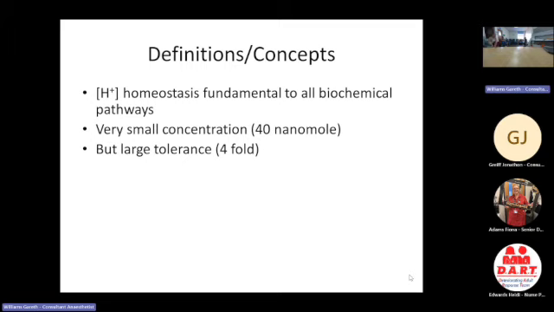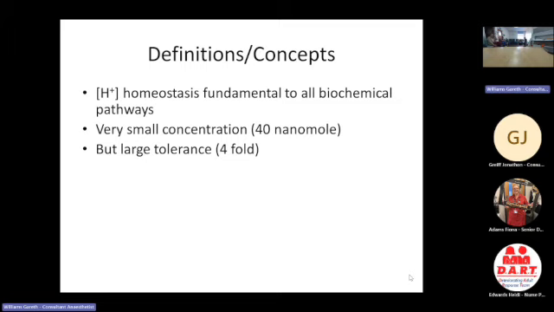What's staggering about hydrogen ion concentration is the scale we're at. We're used to talking about millimoles of sodium, potassium, maybe micromoles of creatinine, but here we're dealing in nanomoles. Millimoles is 10 to the -3. This is 10 to the -9, so a million times lower quantities. And normal hydrogen ion concentration is 40 nanomoles.